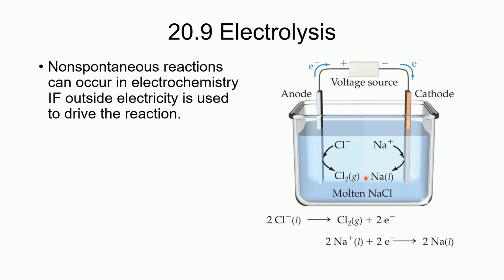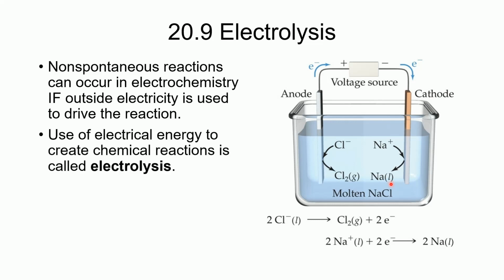And usually these two things work in tandem. The chlorine goes on to make stuff like bleach, and the sodium goes on to make things like caustic soda, like sodium hydroxide, those kinds of things. So this is a very huge volume operation that is done. But this process is called electrolysis. So where you use chemical energies to make reactions go in the direction that you want, that is called electrolysis.